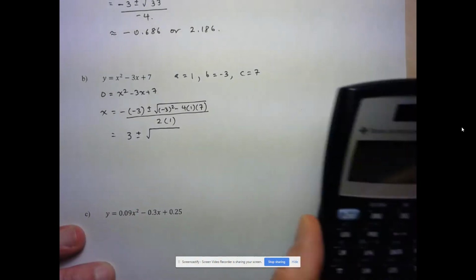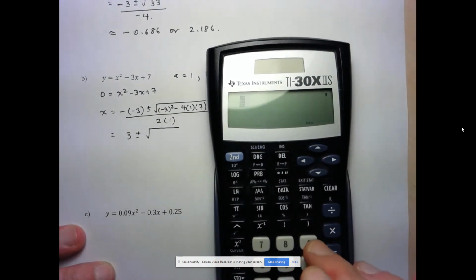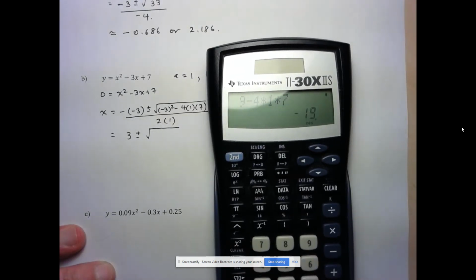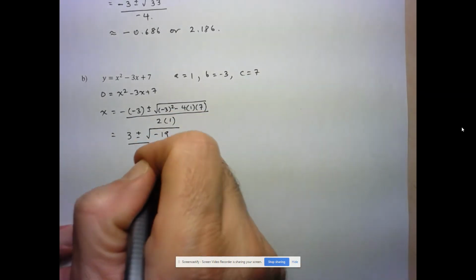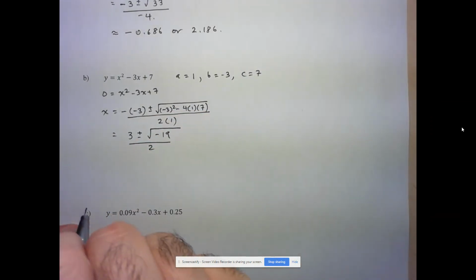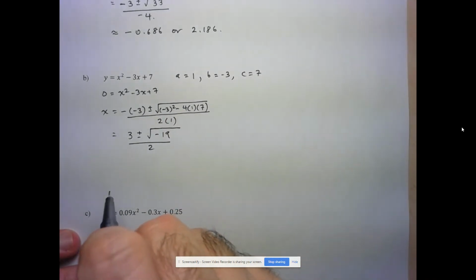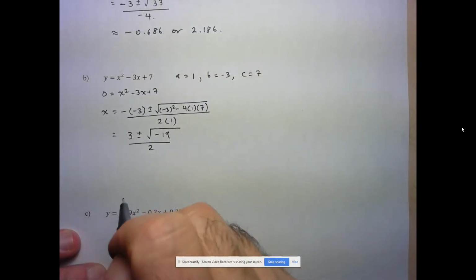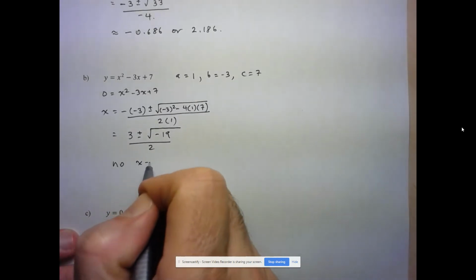All right, so let's put this in our calculator here. So negative 3 squared is 9. Okay, minus 4 times 1 times 7 is equal to negative 19. Well, here's where we hit a bit of a snag, because you can't take the square root of a negative number. Okay, so what does this mean? How do we interpret this result? Well, it must mean that there's no x-intercepts.